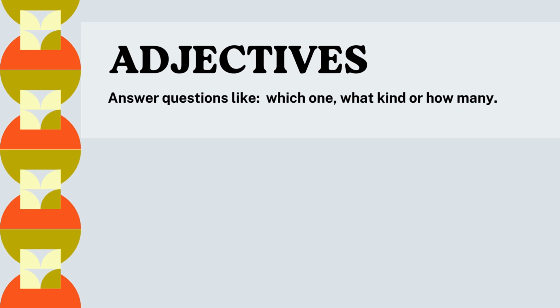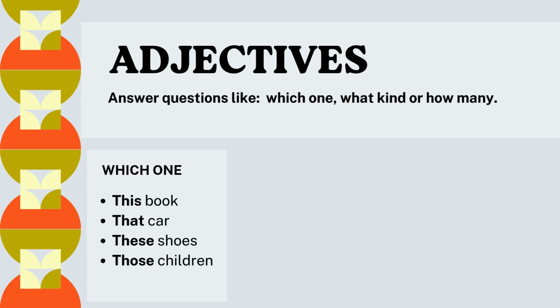Adjectives answer questions like which one, what kind, and how many. By doing so, they allow us to be more precise in our descriptions. Here are some examples. Which one? Adjectives can specify particular items or people. For example, this book, that car, these shoes, those children. In these cases, the adjectives this, that, these, and those help to identify specific nouns.